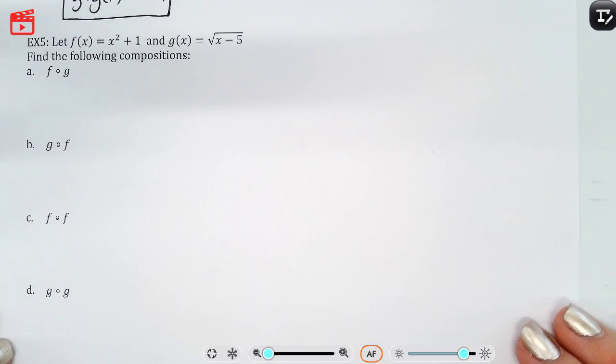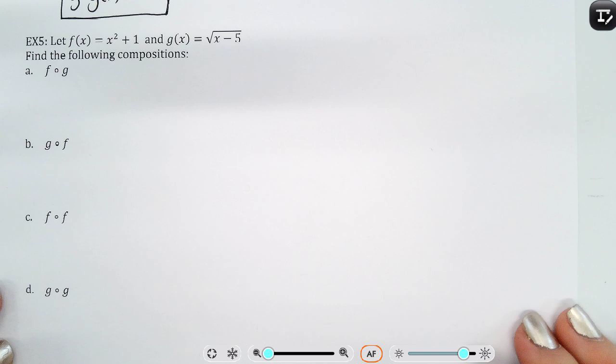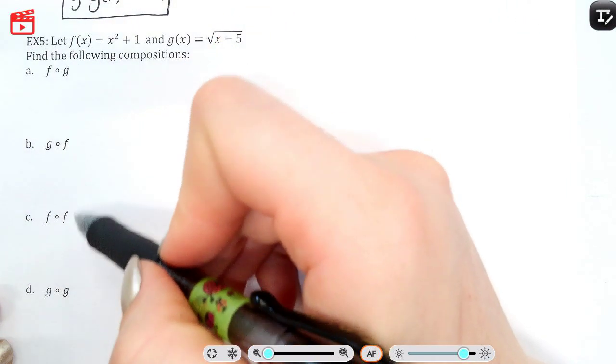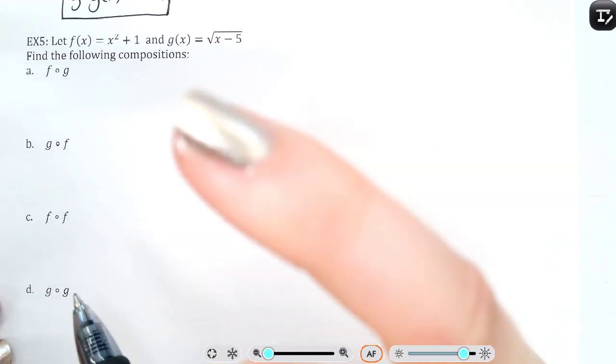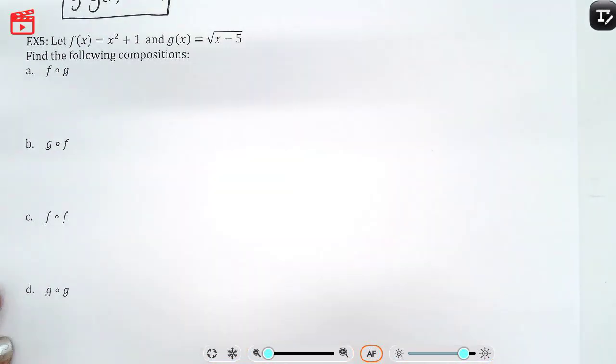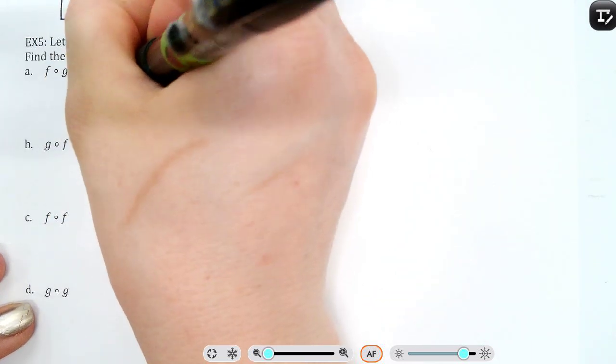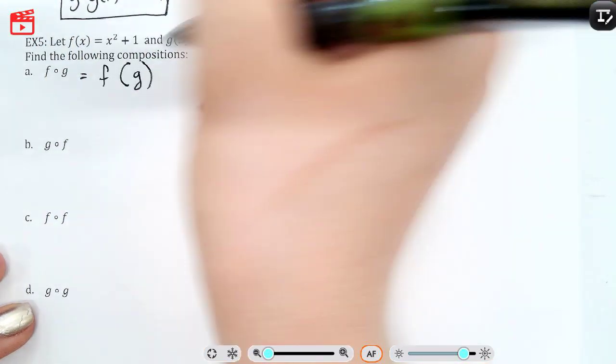Example 5. Let f of x equal x squared plus 1 and g of x equal square root of x minus 5. Find the following compositions. Notice I don't need to find the domain because we're doing composition. Oh, but interesting, this time we're not given a specific x value to solve for, so we're just inputting the two functions together. So f of g is going to be f and input the g value.